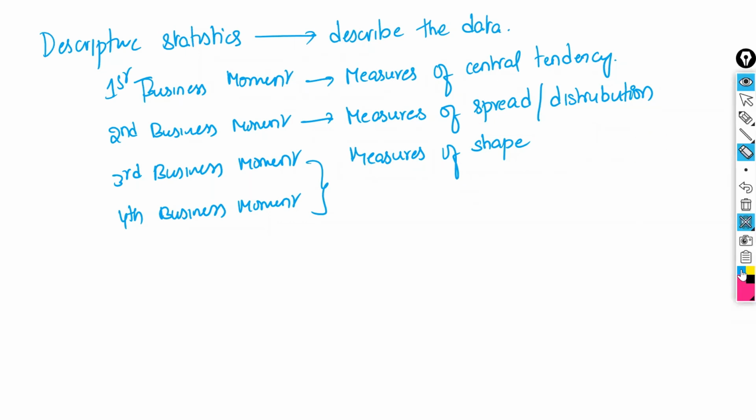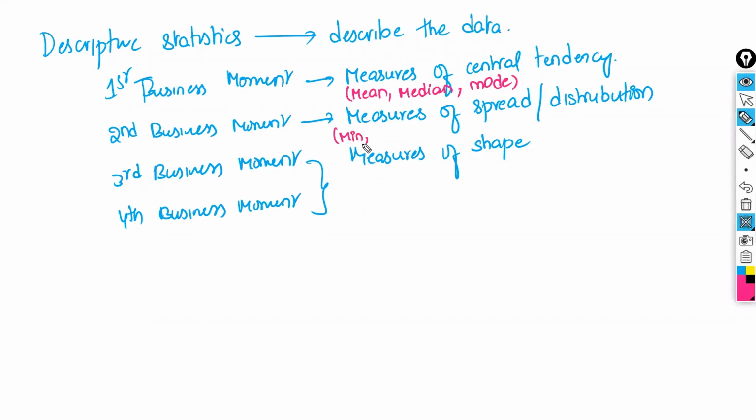Now, let us see what is measures of central tendency. In the measures of central tendency, we are having mean, median, and mode. These 3 of them come under measures of central tendency. Mean, median, and mode. Next, measures of spread or distribution. What are the things we are going to measure?